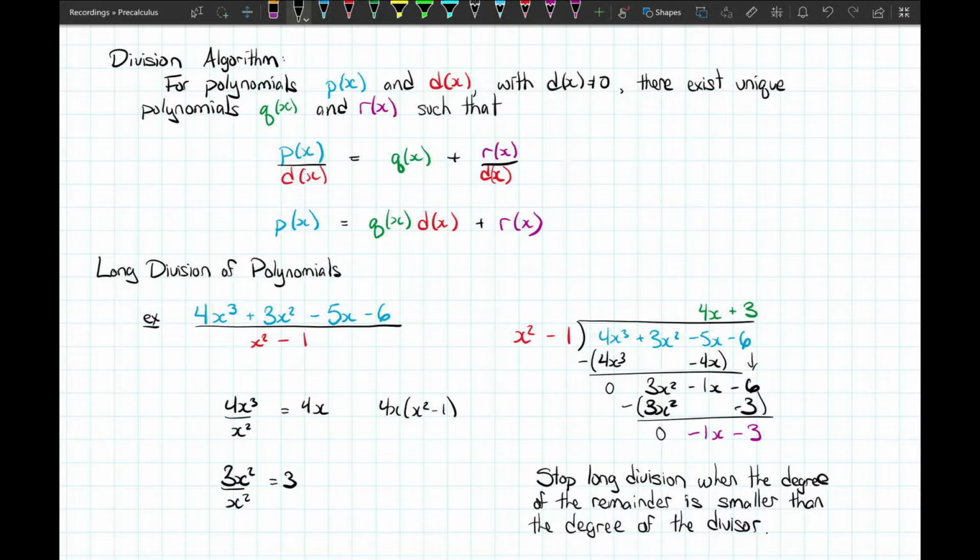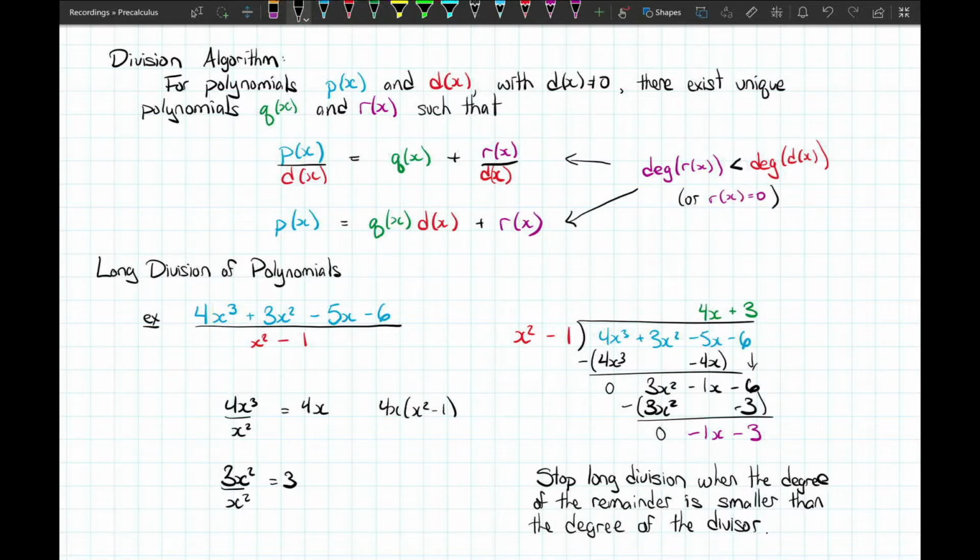And to add to this division algorithm, the uniqueness of q of x and r of x is guaranteed as long as the degree, or just deg for short, of r of x is strictly less than the degree of our divisor d. Or of course, the remainder could be 0.